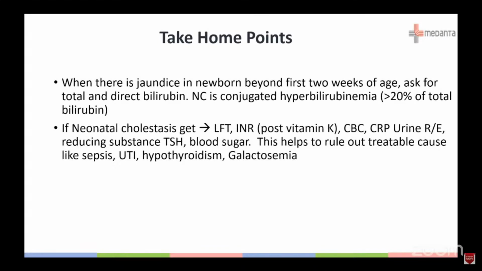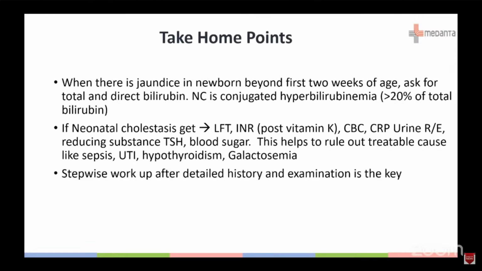If we get a case of neonatal cholestasis, we will have to do basic blood tests like liver function test, INR, post vitamin K, CBC, CRP, urine routine, urine reducing substance, TSH, and blood sugar. This helps to rule out the treatable causes like sepsis, urinary tract infections, hypothyroidism, and galactosemia.